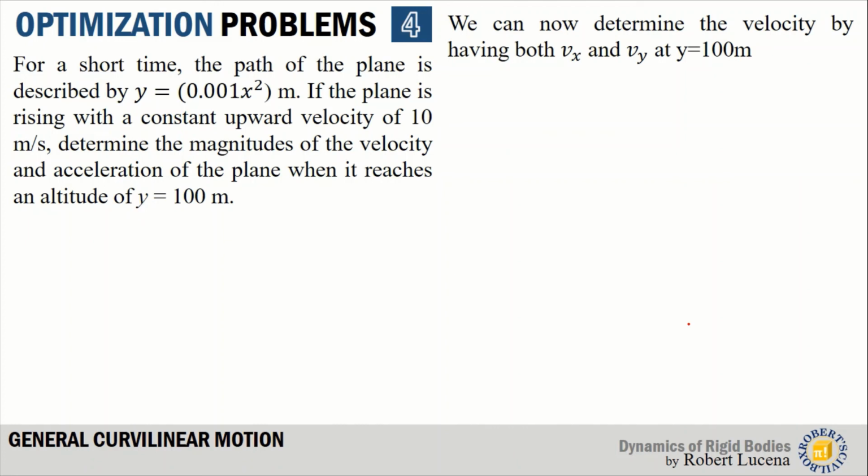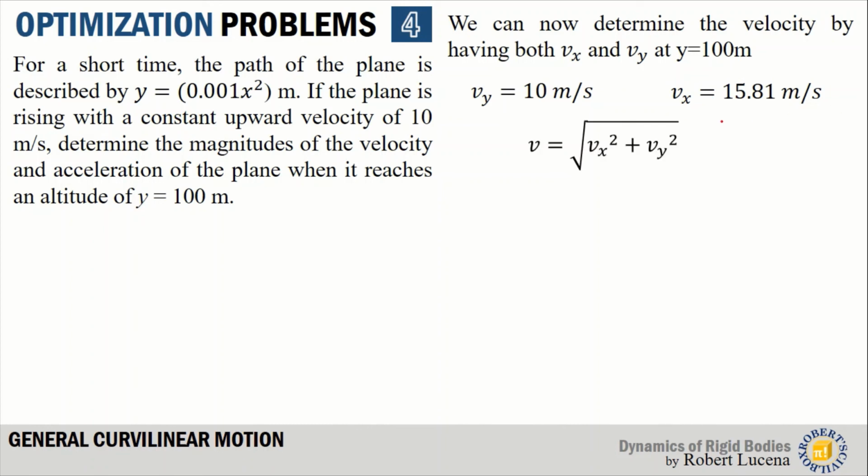So we can now determine the velocity. We have Vy constantly at 10 meters per second, and Vx we have computed, which is the x dot. So we can get the velocity now by the Pythagorean theorem, substituting the values of Vx and Vy. There you go. And then solving for that, we get the velocity equals 18.71 meters per second. We are only asked about the magnitude, so this is the speed of the plane.